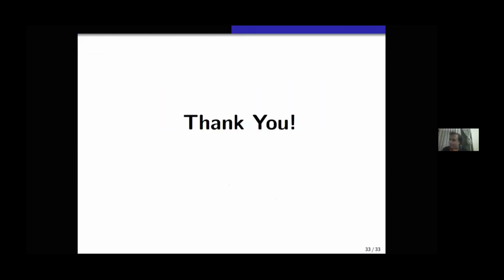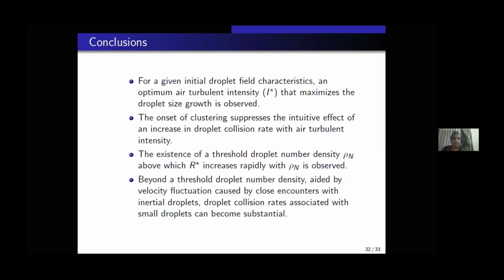We have done a little more work to see if these conclusions fit in with some of the observations for warm rain initiation. I'm happy to discuss it more offline. That would be too much content for this seminar.